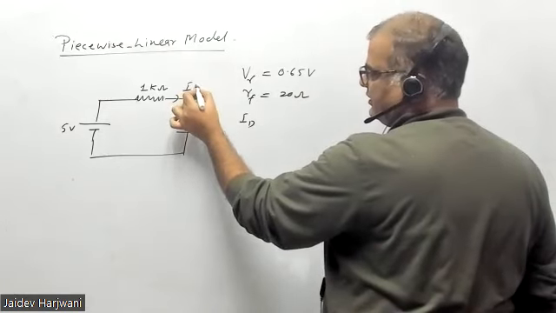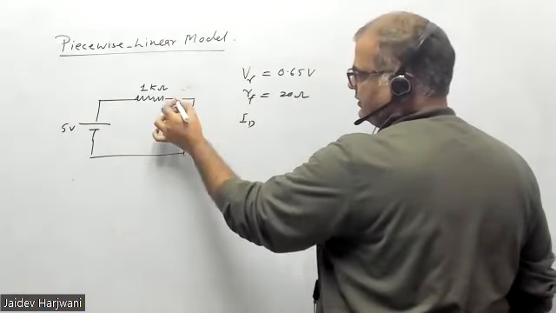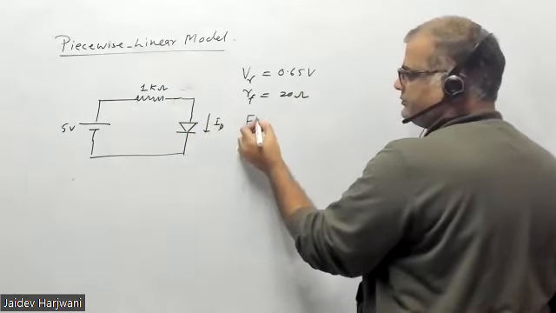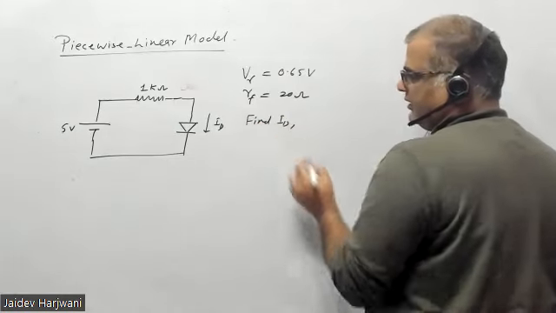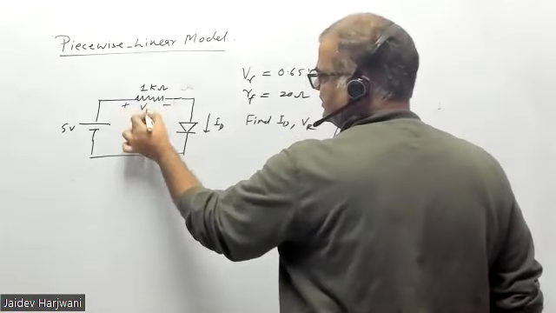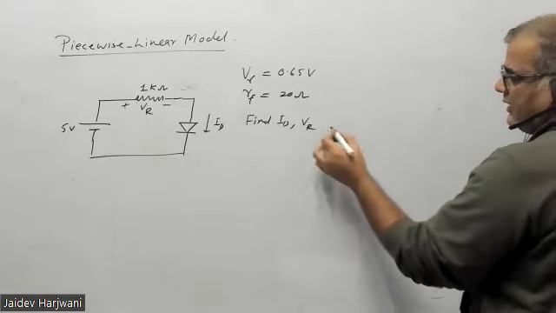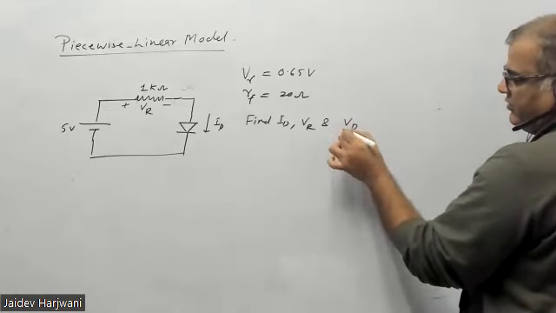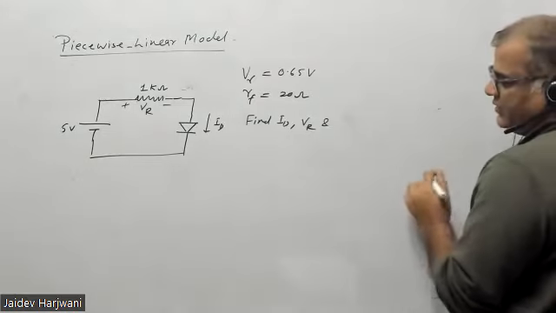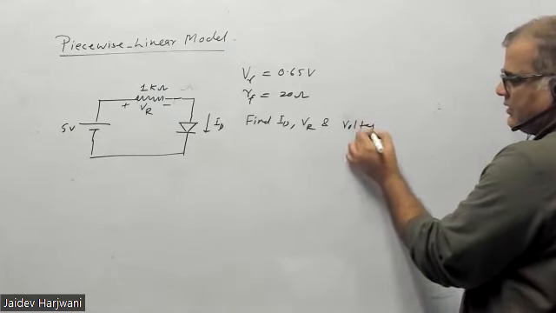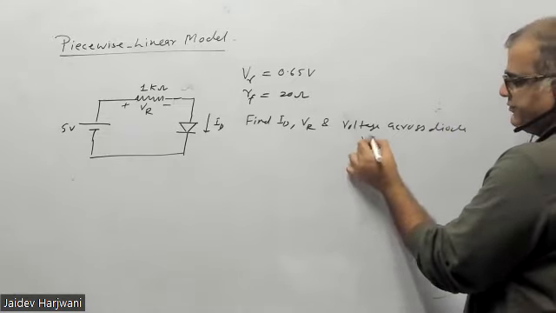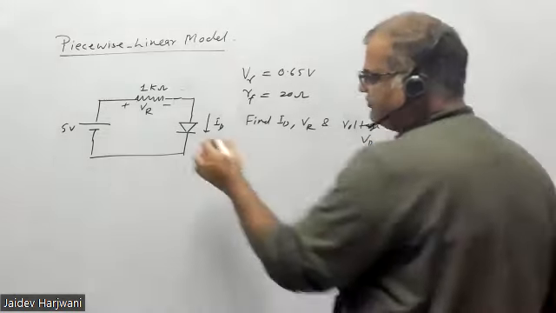They are asking to find the ID flowing in the diode. So find ID, and then you have to find VR, the voltage across this resistance R. And you have to find the voltage drop across the diode, that is VD. You have to calculate it.